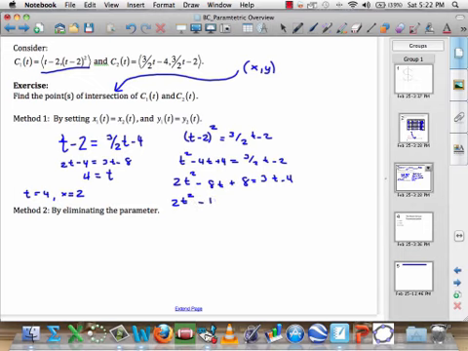2t squared minus 11t plus 12 equals 0. Alright, let's try and solve this by factoring if we can. So that would be a 2t there and a t here. And I need some numbers that multiply to be positive 12. They both could be negatives. So I think 4 and a 3 will do it.